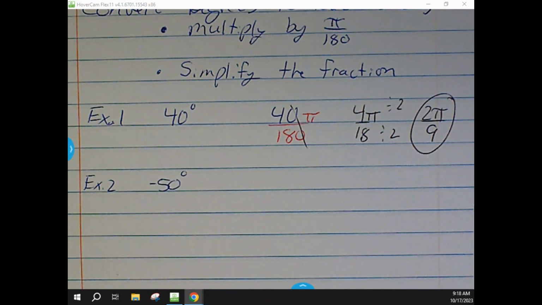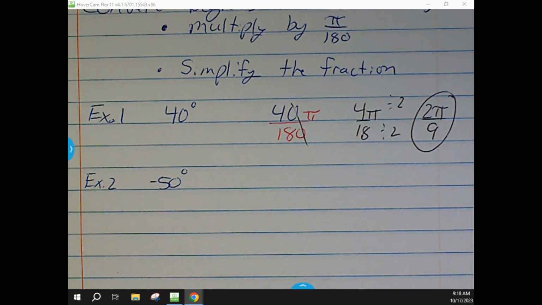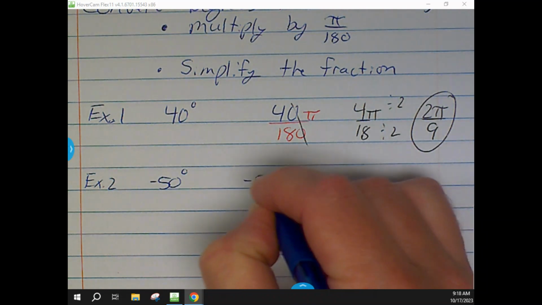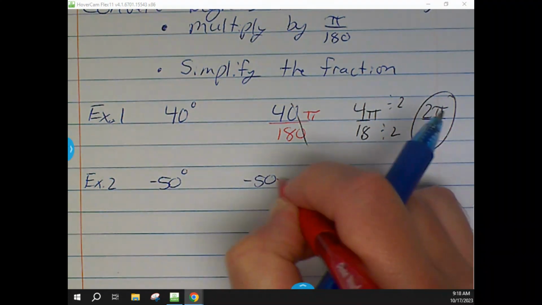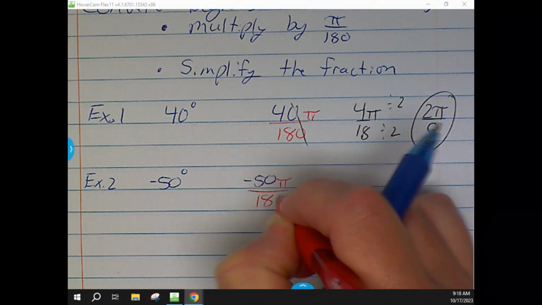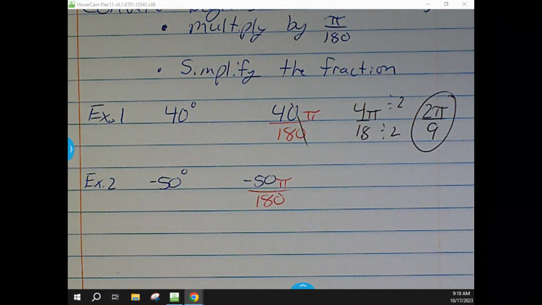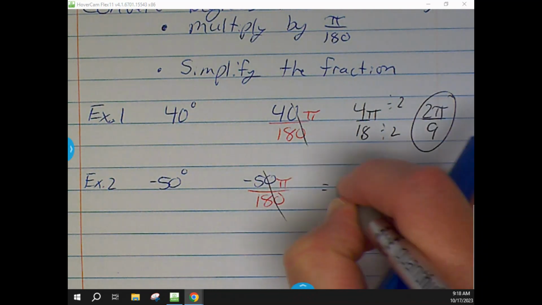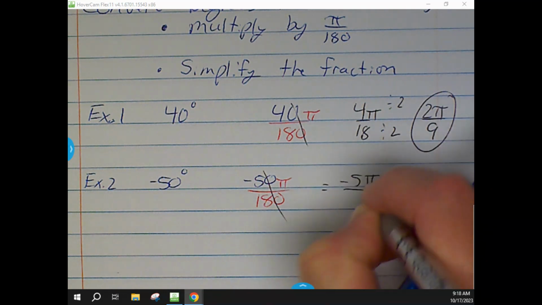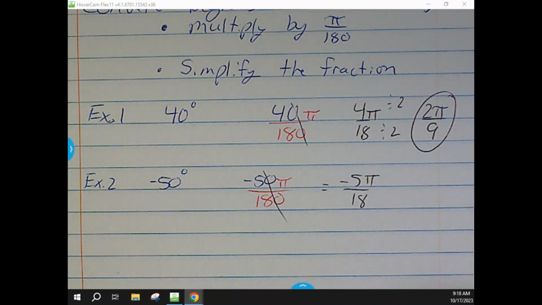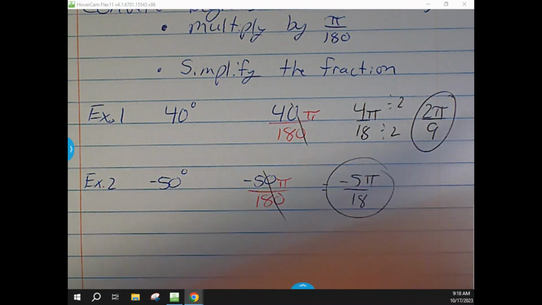All right, they happen to make the number negative. Don't worry, it's not a big deal because you still basically do the same thing. You take the negative 50 degrees you've got and you make it pi over 180. Again, you got some zeros that'll knock each other out. That leaves you with negative 5 pi over 18. And you can't do anything with that one. There you go.